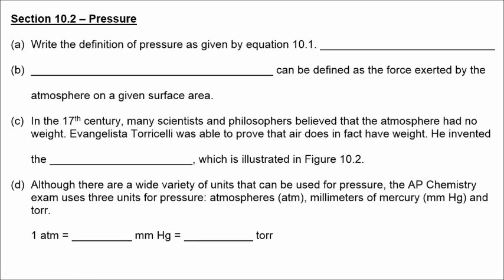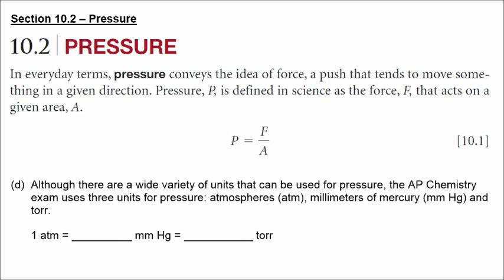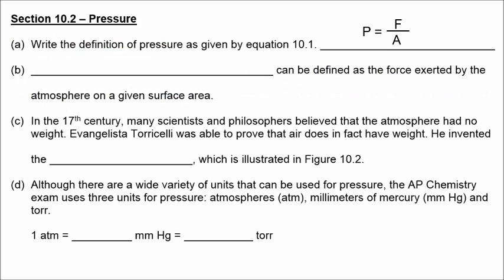Section 10.2 is on pressure. The definition of pressure, as given by equation 10.1, which you can see is pressure equals force divided by area. And we define atmospheric pressure as the force exerted by the atmosphere on a given surface area. That's the definition of atmospheric pressure.